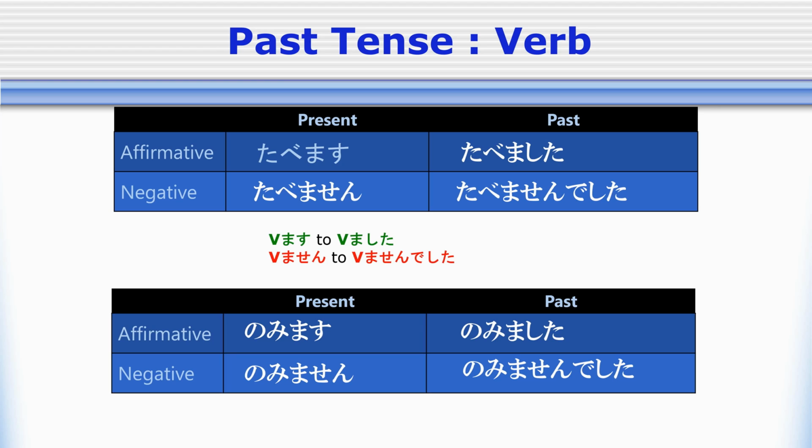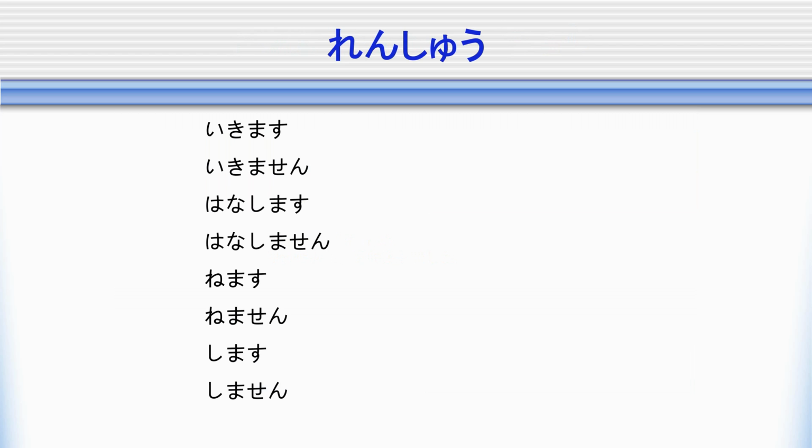So the mas changes to mashita, the masen to masen deshita. Okay, let's look at some examples. You can pause the video for a minute if you would like. How can we change these present tense verbs to the past tense?